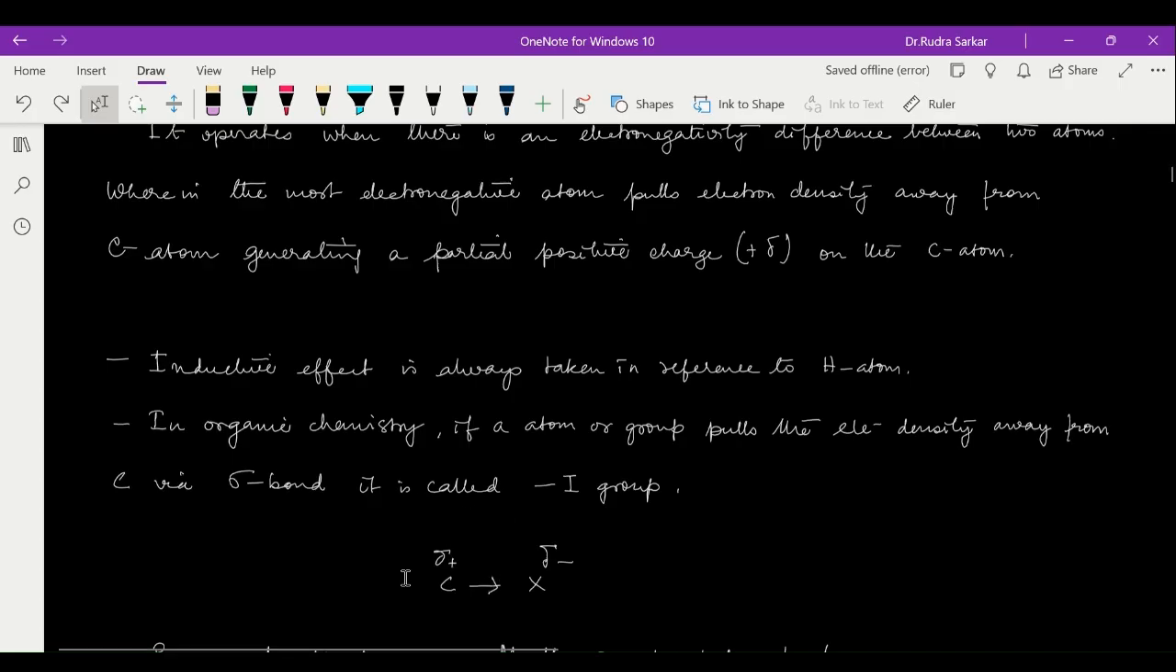So what we can say now in organic chemistry, if an atom or a group pulls electron density away from carbon via the sigma bond, it is called the minus I group. So you now get the idea which one will be called a minus I group. X.